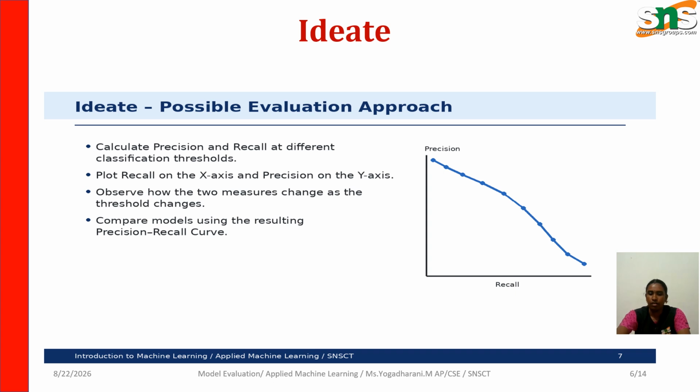Suppose our classification model gives a probability for each transaction, the probability that it is a fraud. If we choose 0.5 as the threshold, transactions above 0.5 are classified as fraud. But what happens if we change the threshold to 0.7? Our predictions will change. Therefore, changing the threshold changes precision and recall. So this is the basic idea behind the precision recall curve.